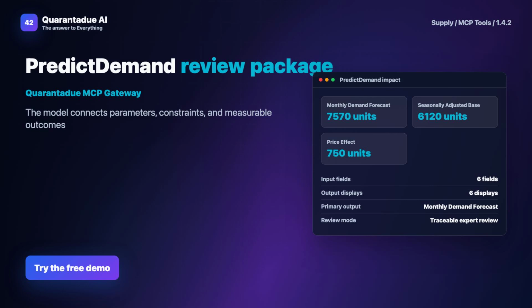The value of predict demand is not just automation. It is a controlled way to turn repeated supply work into a documented business process with clear inputs, transparent logic, and reusable outputs.